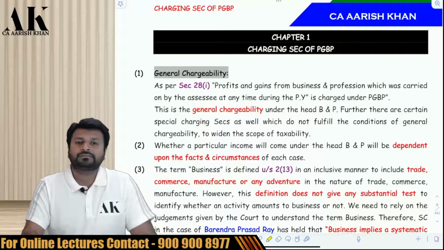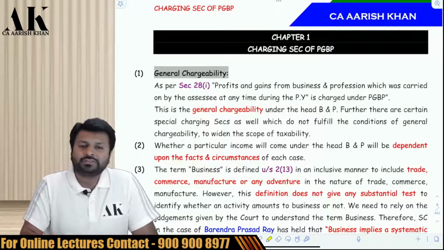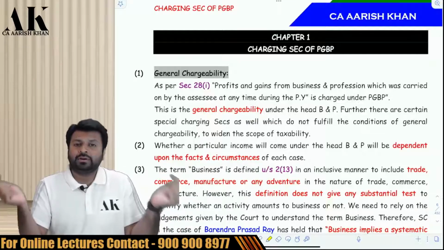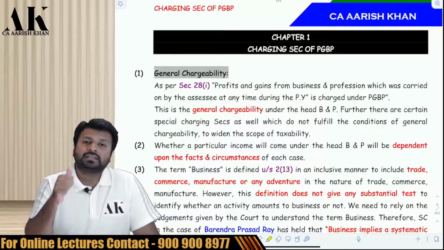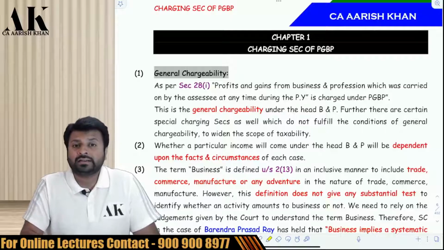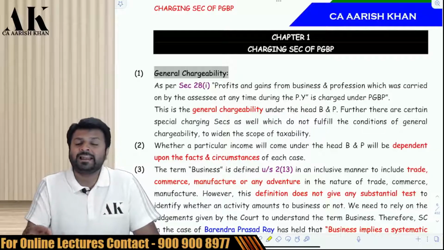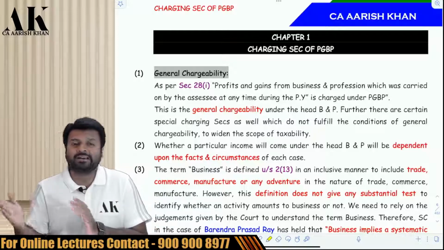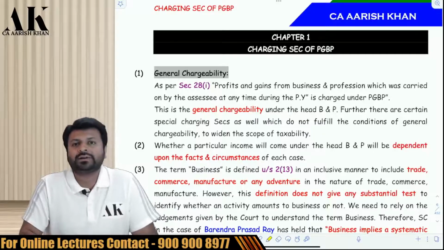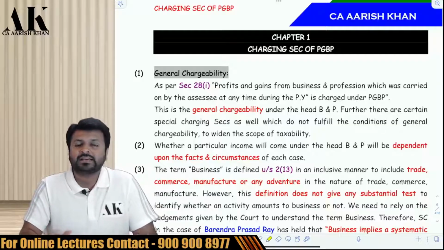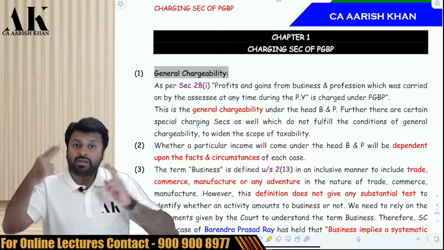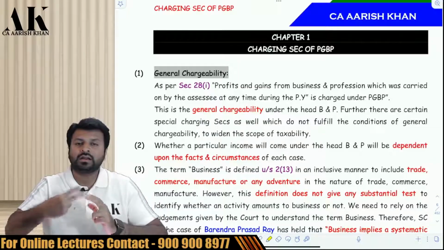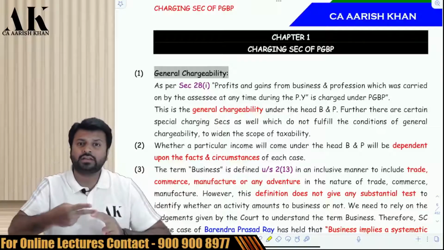The facts and circumstances of every case will tell you what business includes and what it does not include. So let us talk about a Supreme Court judgment which gives us a better definition as compared to what income tax law has to say. The Supreme Court in the case of Barendra Prasad Ray has held that business implies a systematic and organized activity by applying labor and skill with a dominant intention of earning profits. This definition is slightly clearer as compared to what the income tax law has given.